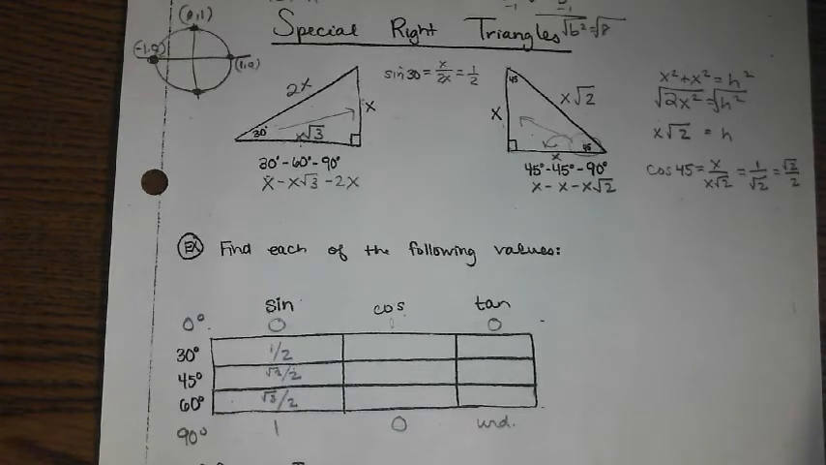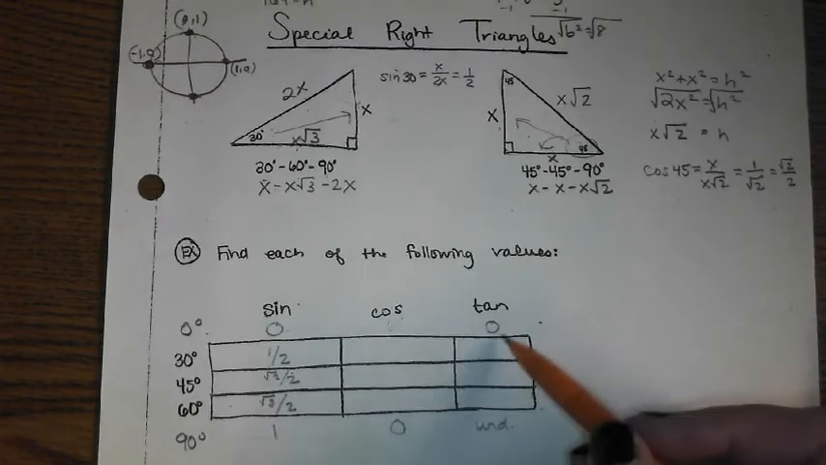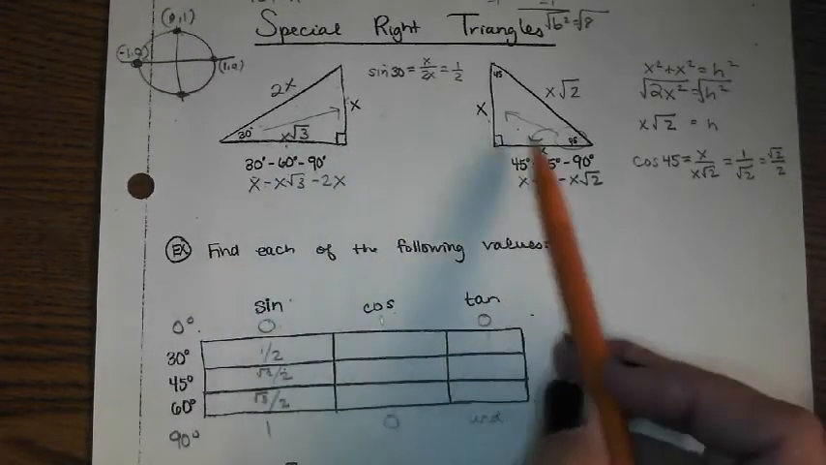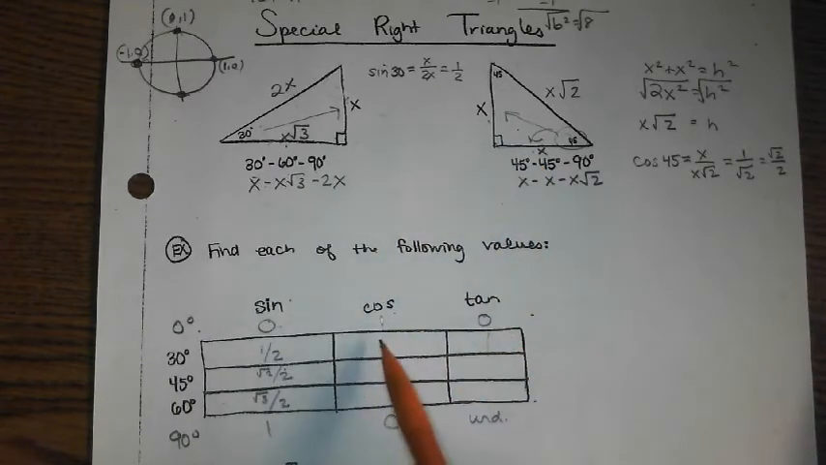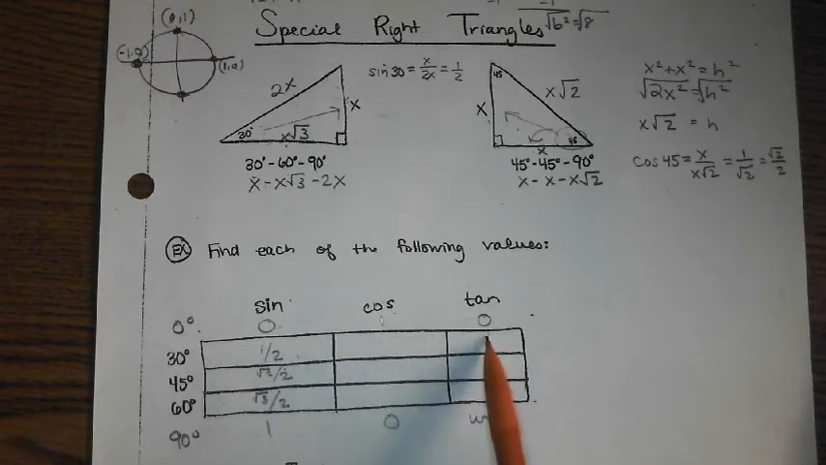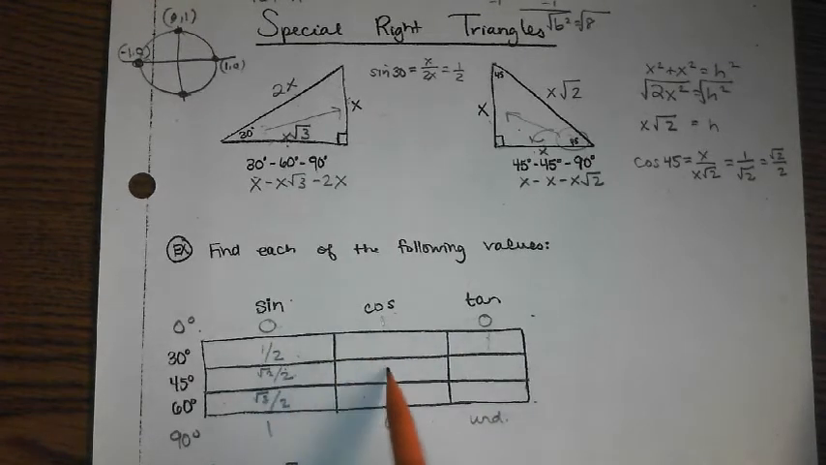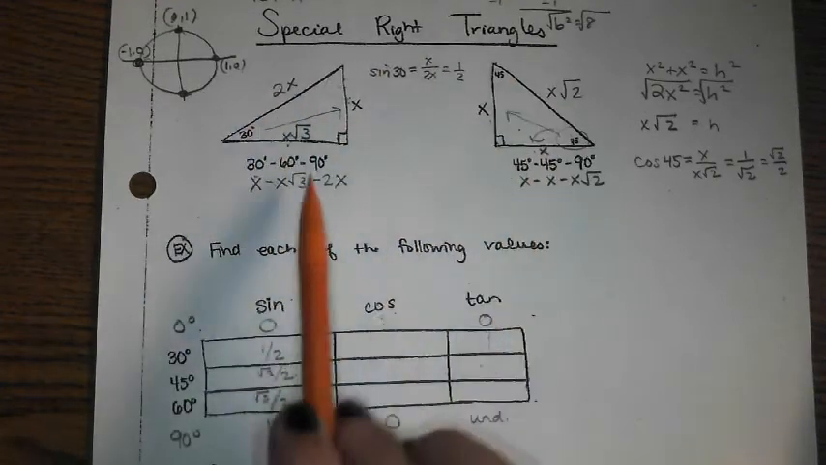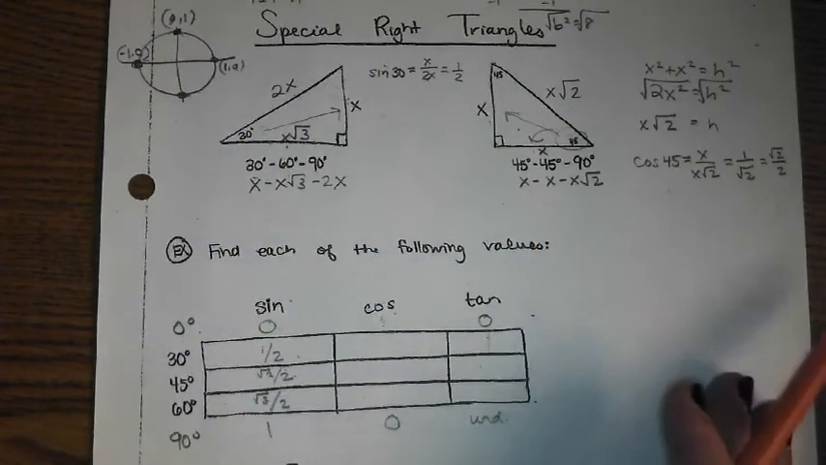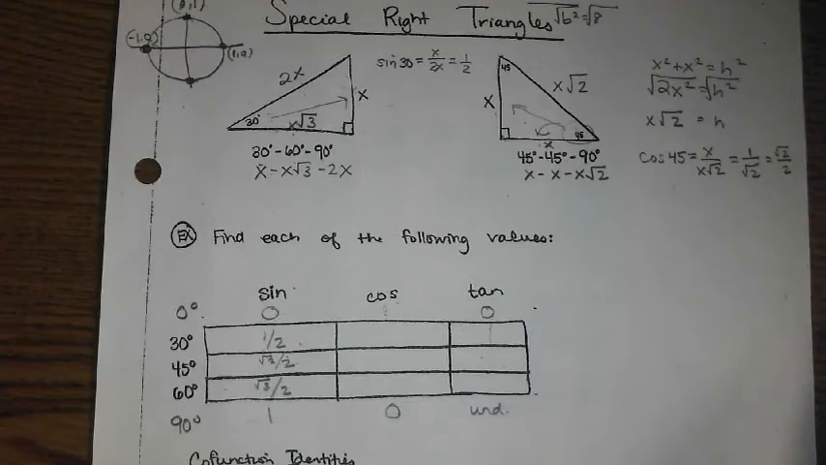We would do the same with the cosine and the same with the tangent. Actually, for the tangent, we can look at the triangles and do opposite over adjacent, or we can look at our sine and cosine columns and just do the sine divided by the cosine, and that will give us the tangent. Or you can think of your triangles and do opposite over adjacent. This is all if you want to explain why these values are what they are. But you should memorize them.